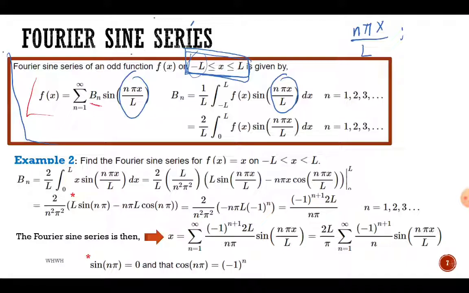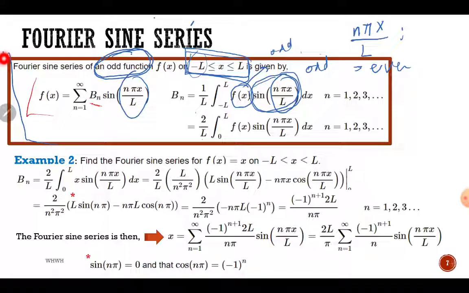Because the function is an odd function, f(x) is odd, and we know sin by its nature is an odd function. So odd times odd, what will it become? We already discussed in part 2, it will become an even function. So if it is an even function, we can simplify it to 2 over L. Instead of integration from negative L to L, it will become integration from 0 to L only.